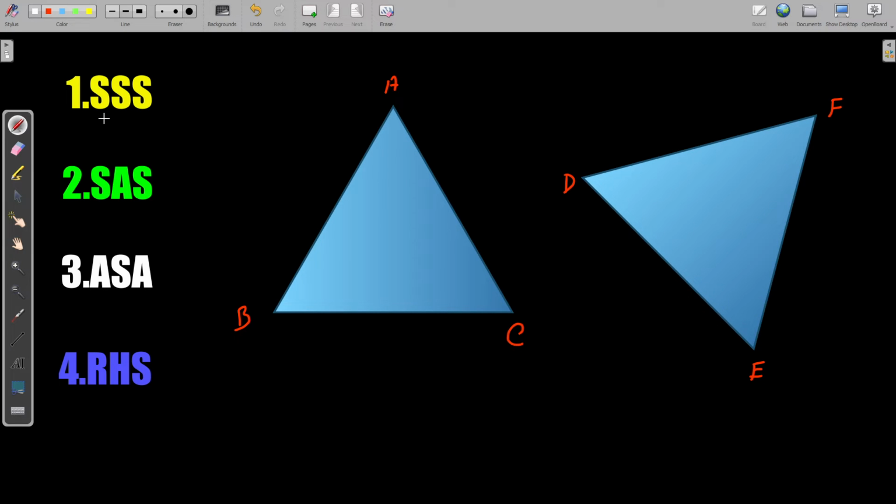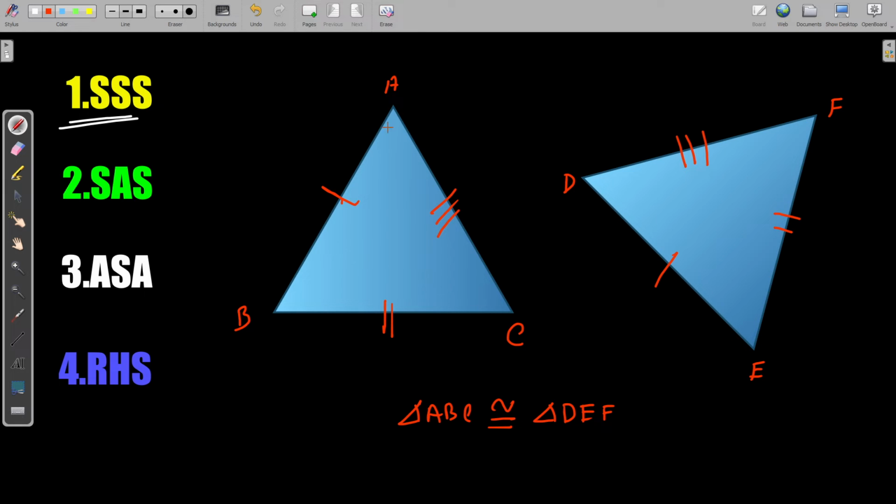The first one says SSS, which stands for side, side and side. What does it say? Suppose we have these two triangles ABC and DEF. If, let's consider, the side AB is equal to DE, the side BC is equal to the side EF, and the side AC is equal to the side FD, then we will say triangle ABC, this is how we write it, is congruent to triangle DEF.